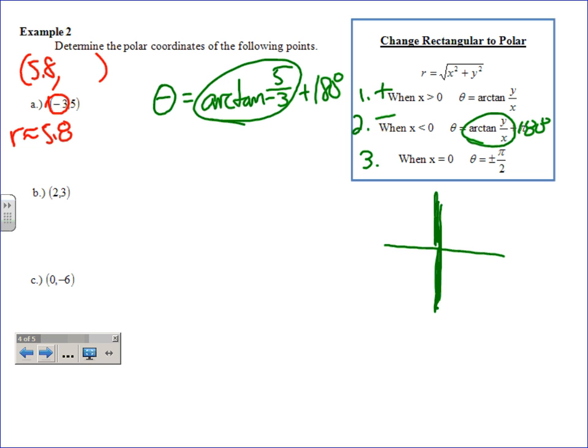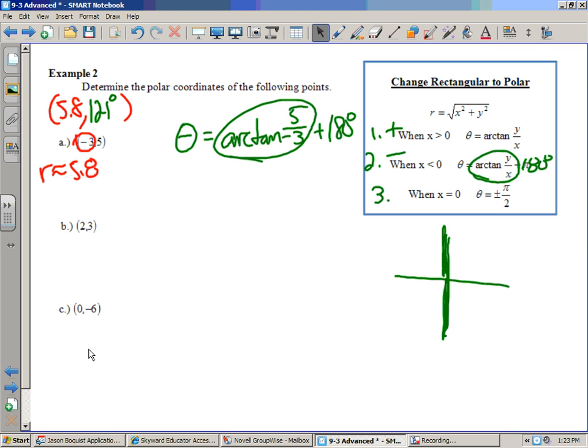So what do we got? 121? 121, careful. You think that's in the same general location? Because what did you say about the first one? Negative 3 comma 5 was in which quadrant? Second. Does 121 degrees match up with being in the second? Yeah, very believable. Why don't you go ahead and try B right now? I'll go around and help with calculator issues.